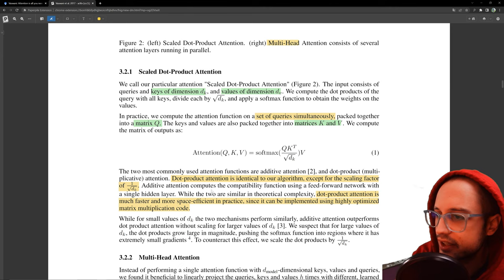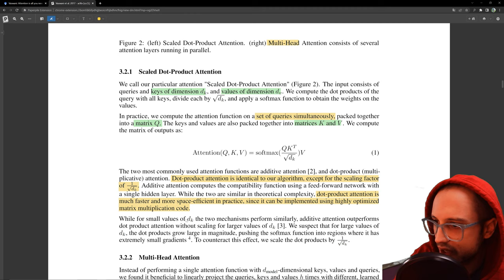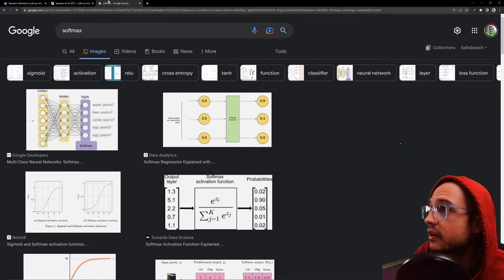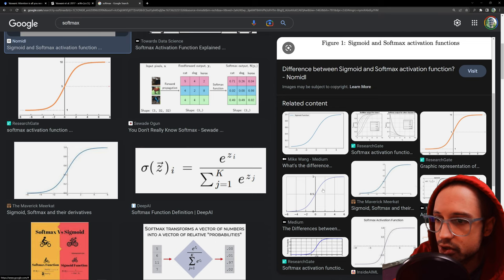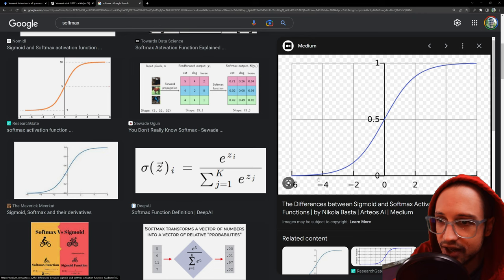For small values of DK, the two mechanisms perform similarly. Additive attention outperforms dot product attention without scaling for larger values of DK. We suspect that for large values of DK, the dot products grow large in magnitude, pushing the softmax function into regions where it has extremely small gradients. Okay. So if we remember our softmax, right? If you have a very big value or a very small value, let me get a better visual. This one, I like this one. Okay, so if you have a very, very big value like infinity or a very, very small value like negative infinity, right? The number is going to be very, very close to zero.